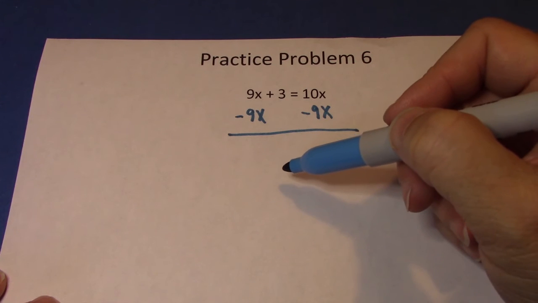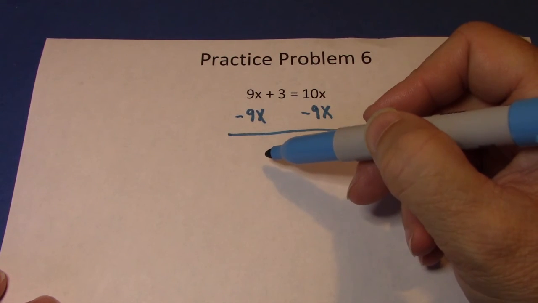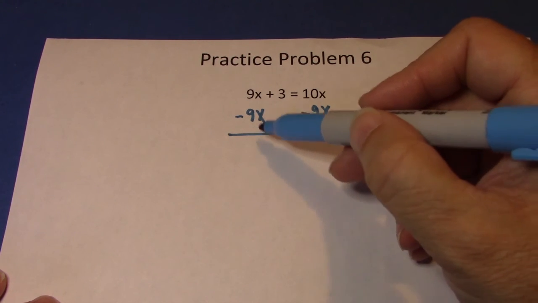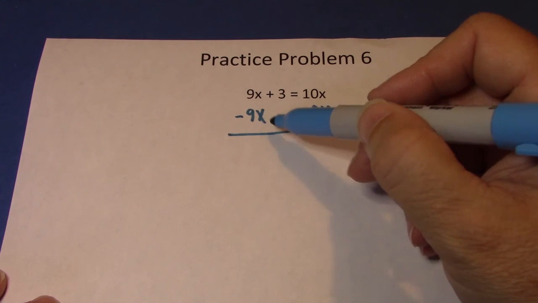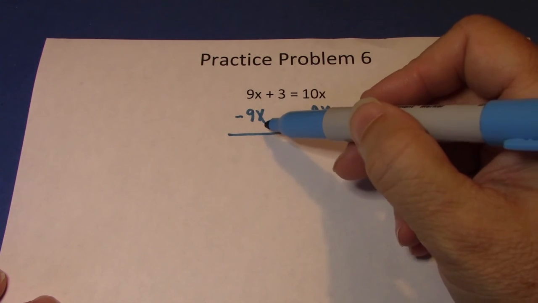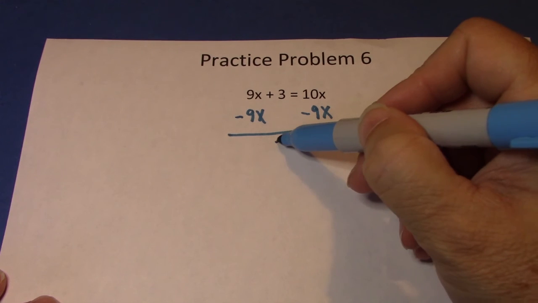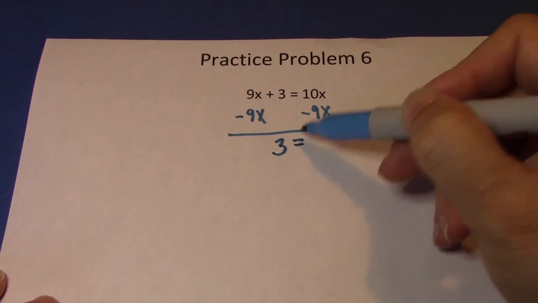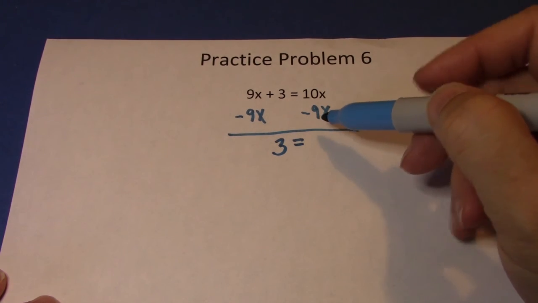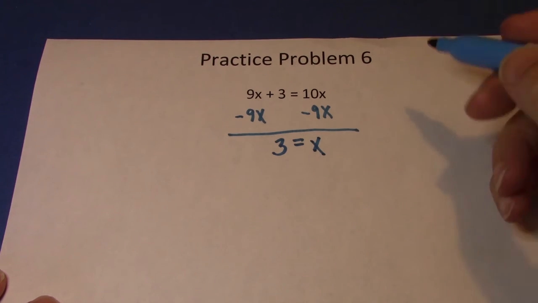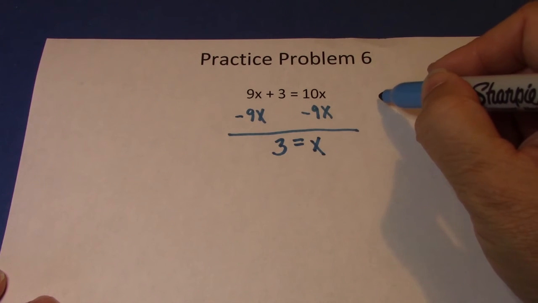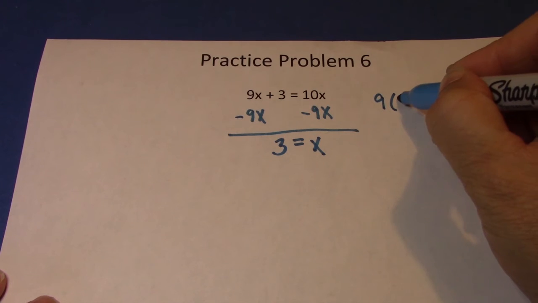You don't have to. You could do the other way. You could subtract 10x from both sides. Both ways work. I'm doing the same thing to both sides of the equation. So 9x minus 9x leaves me with 0 there and 3 here. 10x's minus 9x's is an x. There I am, all solved. X equals 3. Let's double check our work.